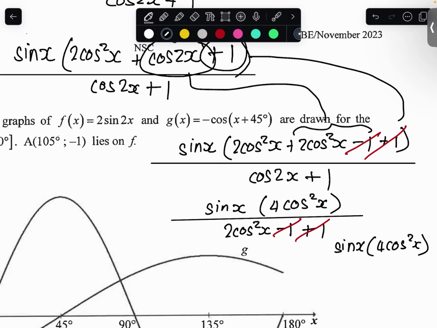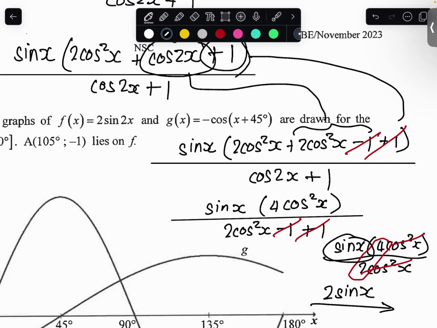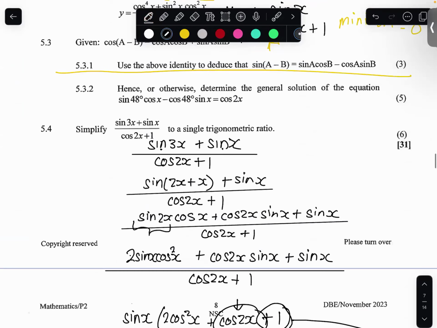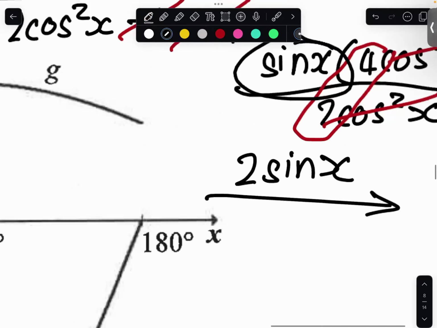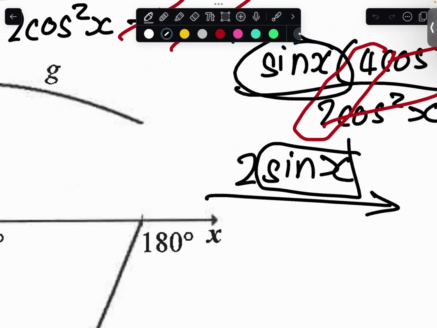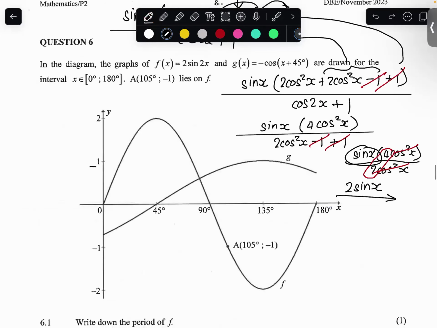And now what's going to happen is you're left with sine x into 4 cos squared x all over 2 cos squared x. Because everything is being multiplied, that and that can cancel. 4 over 2 is 2. I'm going to put it in front, and the only thing that's left is sine x. And so this question said, simplify all of that to a single trigonometric ratio, and we were left with one single trigonometric ratio. And that's how you do that one.